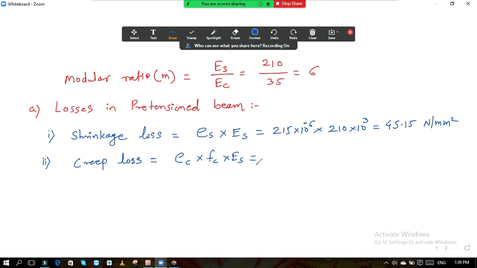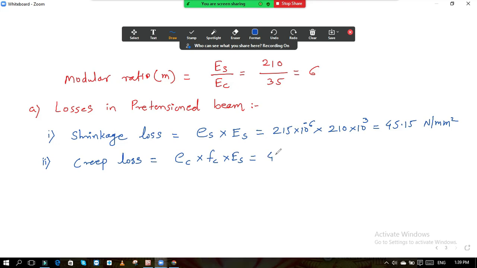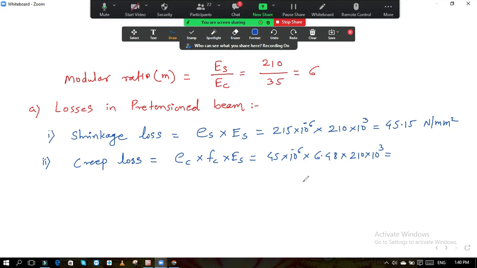So what is the value? Es is 210 into 10 raised to 3. It is 45 into 10 raised to minus 6 into fc, which we have just calculated, 6.48, into Es, 210 into 10 raised to 3. After solving this, we get the answer 61.23 Newton per mm square. So this is the creep loss.